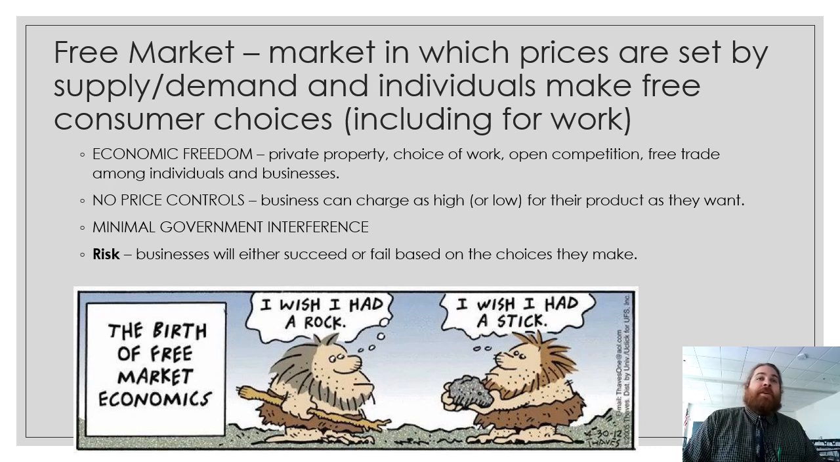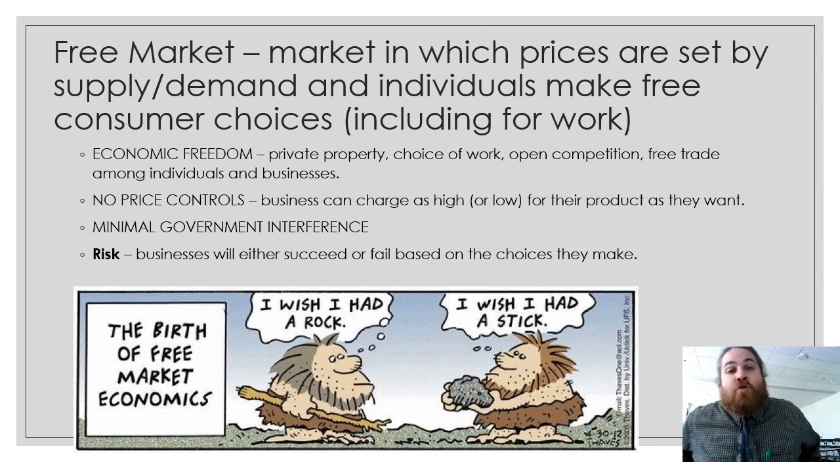So let's talk a little bit about what makes the American economy the American economy. A big piece of America's economic beliefs is in this idea called the free market. Now, you probably heard a lot of people talk about free market, and so for our class, here's our definition. It is a market in which prices are set by supply and demand, and individuals make free consumer choices, including where they will work. So the free market is characterized by economic freedom, the fact that most property is owned privately and not owned by the government.